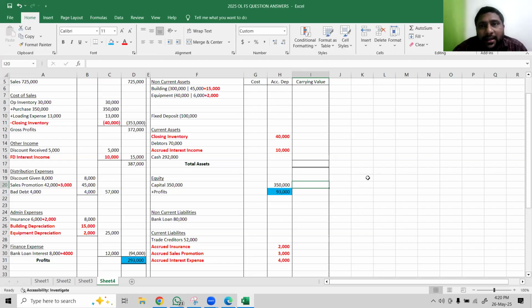Now start to finish the balance sheet. Everyone start to finish the balance sheet. Balance it, balance it.